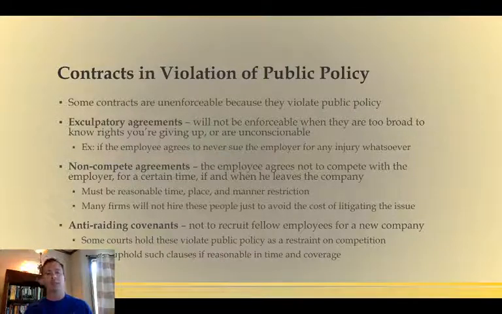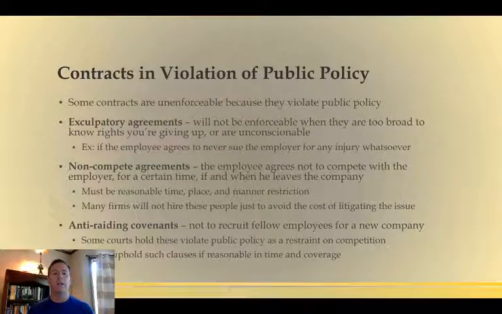So I'll just go back over. It comes down to reasonable time, place, and manner restrictions. So for the employee, a lot of jurisdictions have said a couple of years is going to be generally fair, but you can't say in terms of the time, you can't say for the rest of your life you can never work in the fashion industry, for instance, because that means no one will ever be able to benefit from that person's expertise and skill, and they'll never be able to work in the field that they're suited for. So you want it to be reasonable in time, maybe no more than a couple of years.